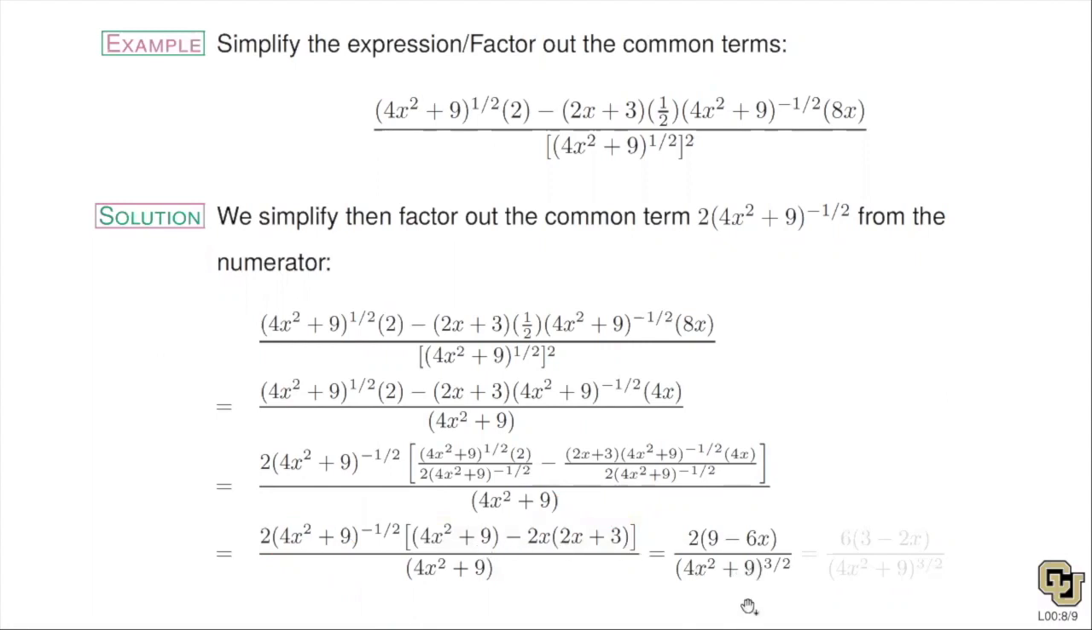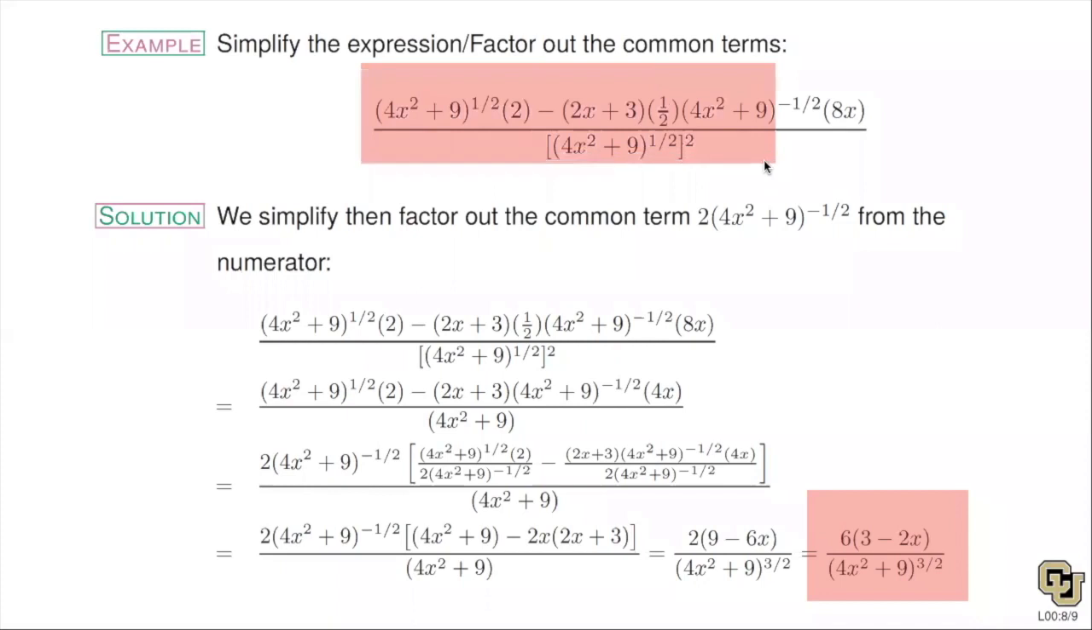Finally, there's one final simplification to do here. 6 and 9 both have 3 as a common term. 9 is 3 times 3, 6 is 3 times 2. So I factor out a 3, multiply it to the 2 that's hanging around outside. And this is our simplified form of this horrible mess.